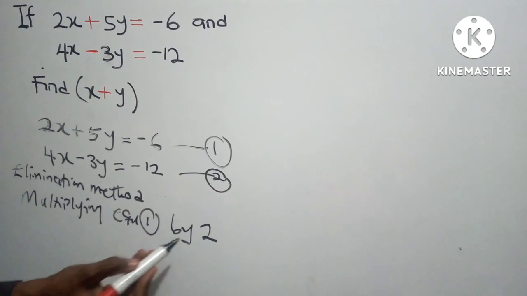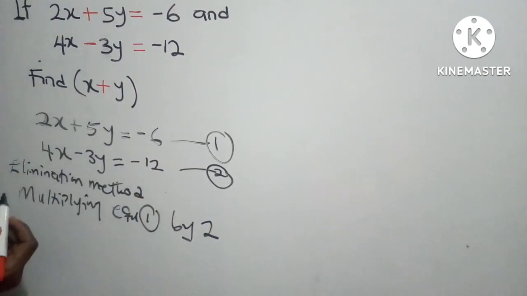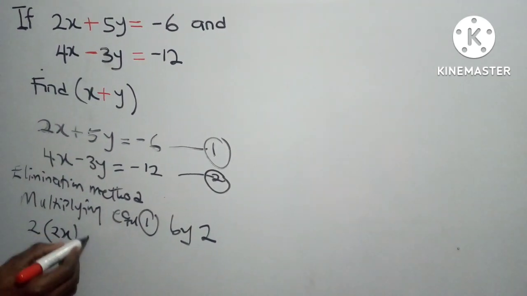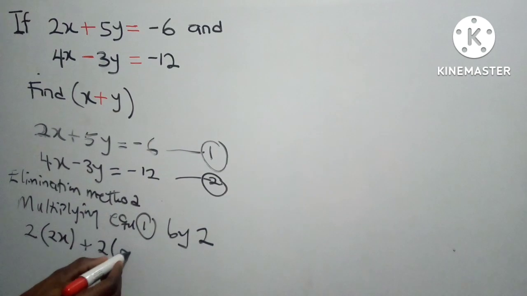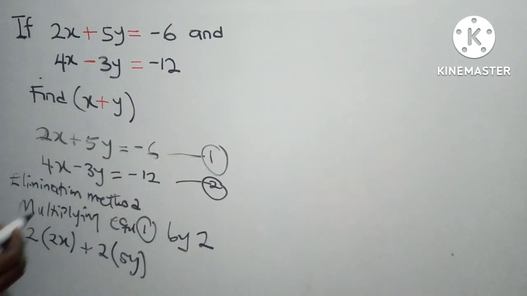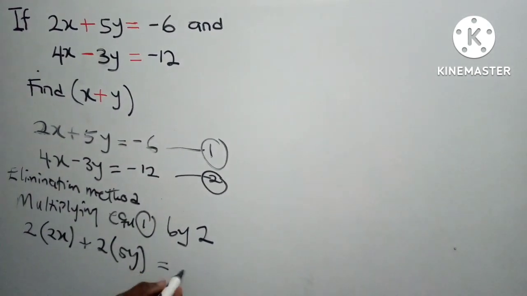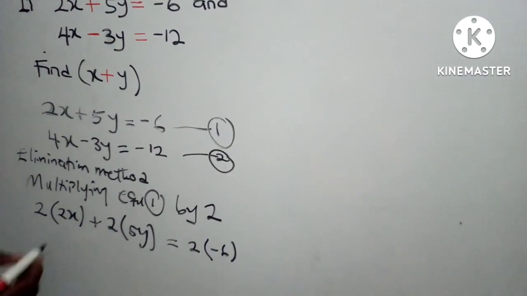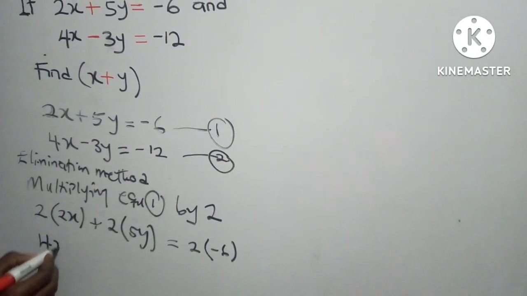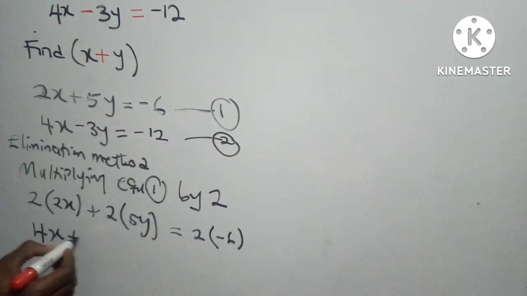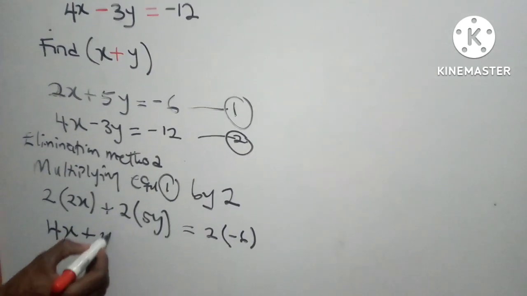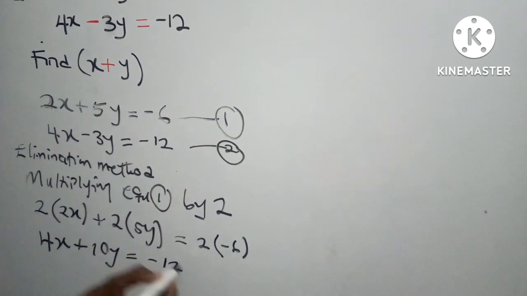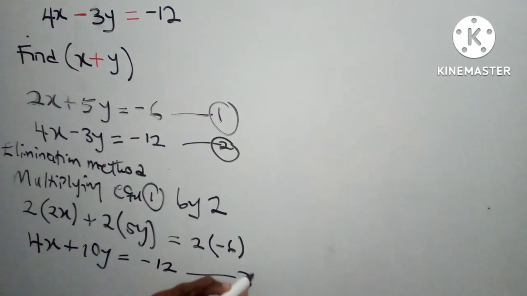If we multiply 2 by the whole of equation 1, we will have 2 bracket open 2x plus 2 bracket open 5y. We are just multiplying the equation by 2, which is equal to 2 multiplied by minus 6. So this one will give us 4x plus 2 times 5y, which is 10y, equal to what? Minus 12. We can name this equation 3.